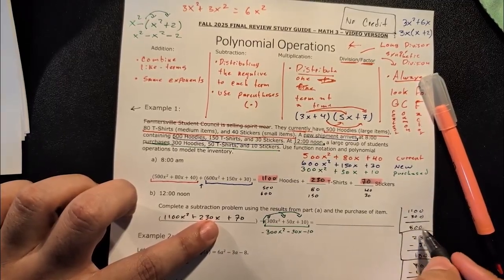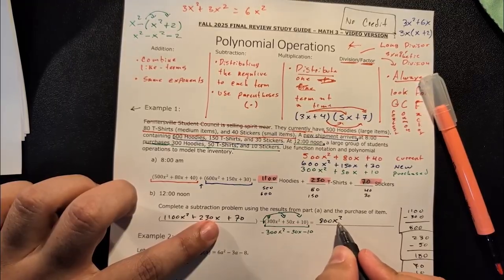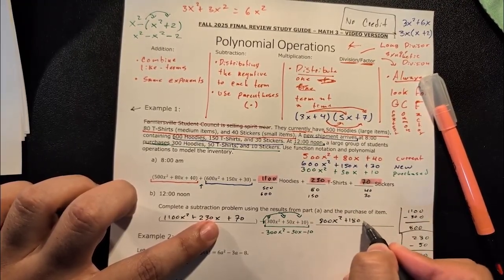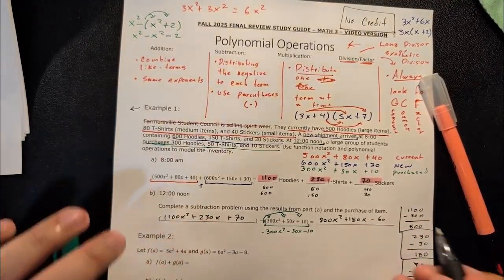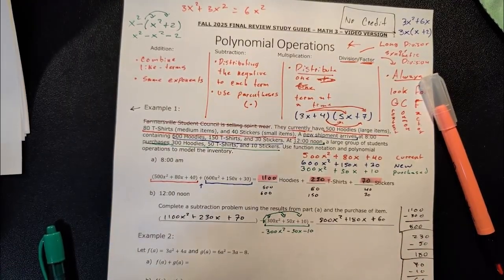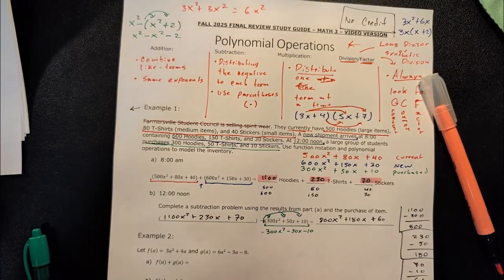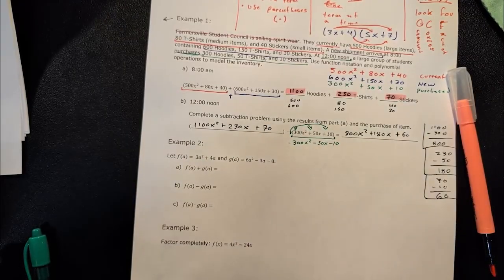Okay, so we have 800 hoodies. And remember, we denote x squared with hoodies. We have 180 shirts, and then 60 stickers. Oh, that should be plus. Okay. Now, that's it for example 1. Okay, let's do example 2 now.